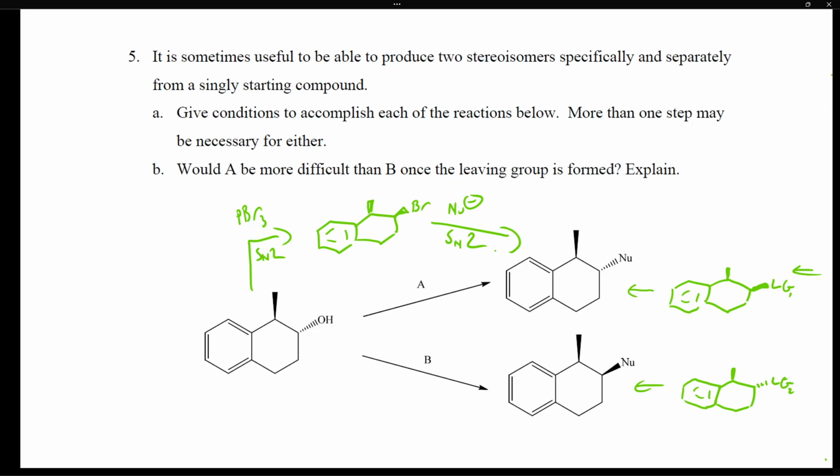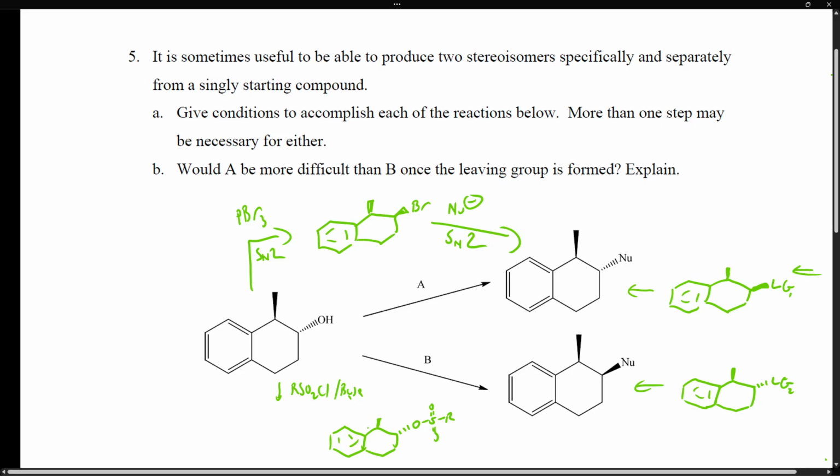In the bottom case, I don't have 2 inversions. I have 1. That is a prototype for making a sulfonate. So if I treat this with a sulfonyl chloride, SO2Cl, and a base to mop it up with, what I'm going to get is a sulfonate like that. It's important to note here, I haven't touched this carbon to oxygen bond, which means I haven't changed the stereochemistry.